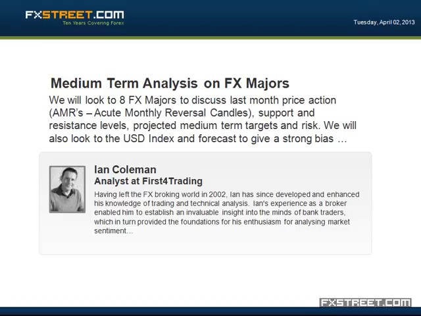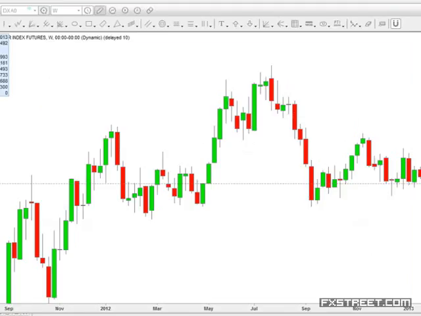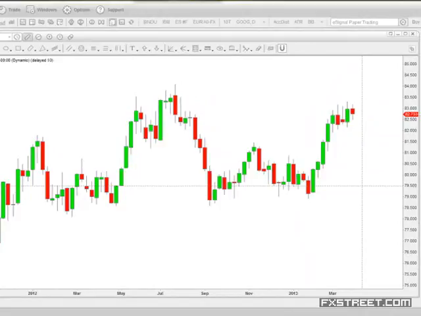My name's Ian Coleman. I'm one of the traders and analysts at First Trading. We supply analytical reports and trade recommendations on 13 currency pairs, stock indices and fixed income on a daily basis.